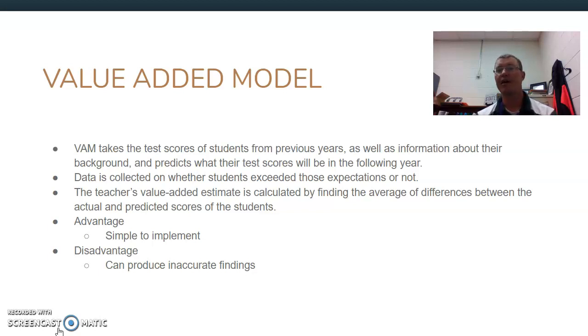The second option would be the value-added model. This is the more sophisticated approach. It goes through an algorithm, and they input all this data. At the end, you get a test score of what you believe your teacher effectiveness would be. The VAM takes the test scores of students from previous years, as well as information about their demographics, their background, and then we try to predict what their test scores should be. And to me, this is where the VAM model is lacking. It's based off of a prediction.